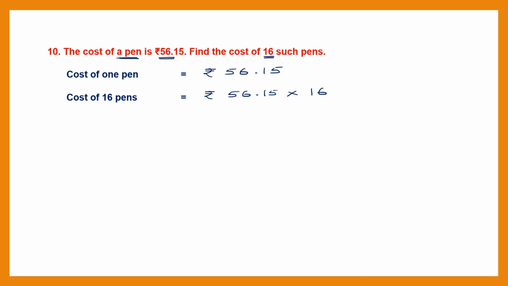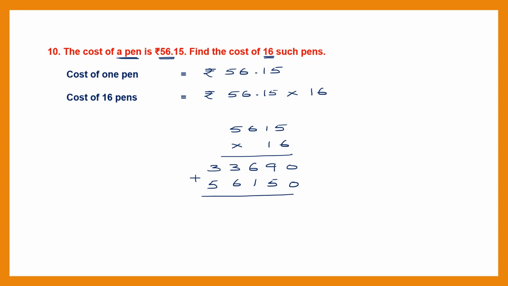Ignore the point and multiply. So that is 5615 into 16. 6 fives are 30, carry 3. 6 ones are 6, 7, 8, 9. 6 sixes are 36, carry 3. 6 fives are 30 plus 3 is 33. Now second step, we're going to start with a 0 and then multiply with 1. 1 five is 5, 1 one is 1, 1 six is 6, 1 five is 5. Now let's add this up. 0, 9 plus 5 is 14, carry 1, 6, 7, 8. 3 plus 6 is 9 and 3 plus 5 is 8.